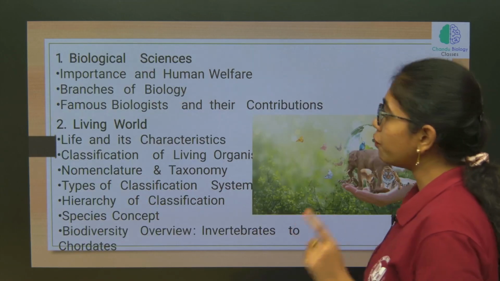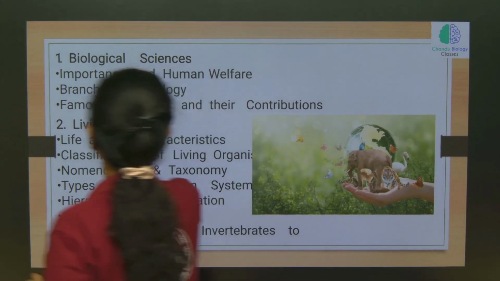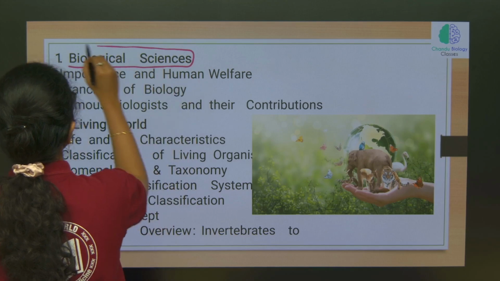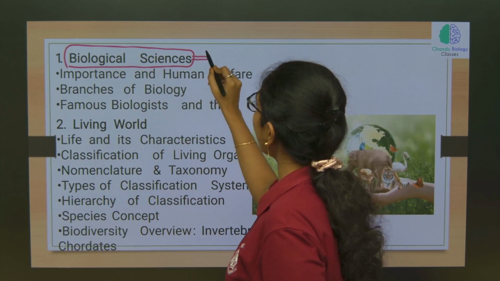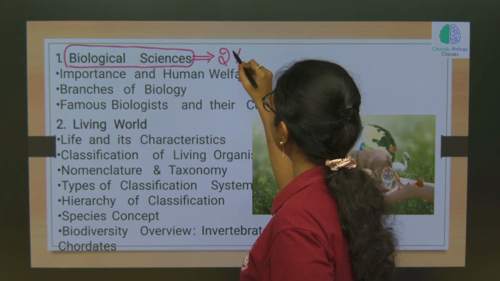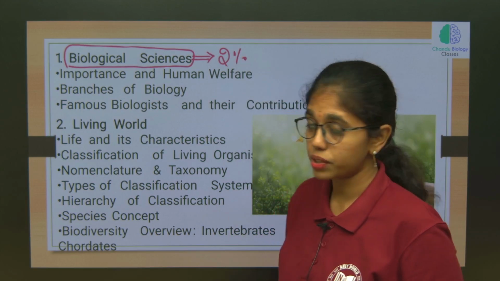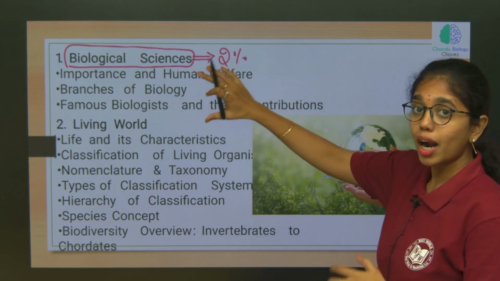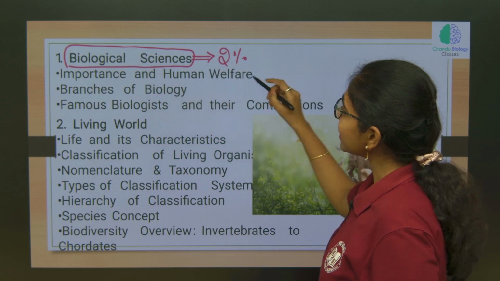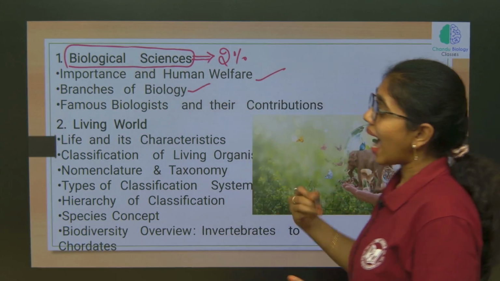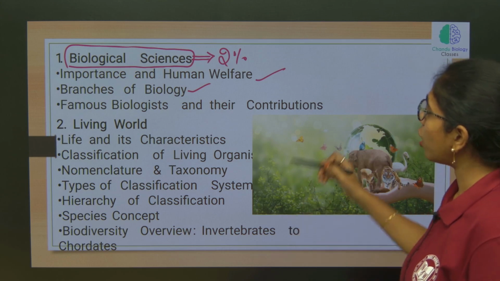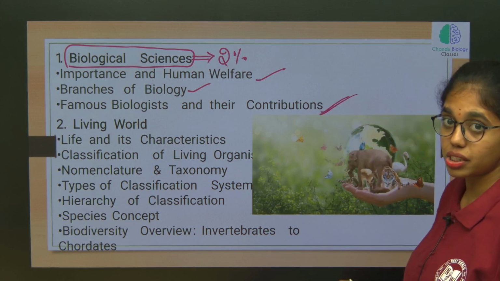Let us begin with the first chapter. The first chapter is Biological Sciences. This covers just 2% of the entire questionnaire, where the contents include importance and human welfare, different branches of biology, and famous eminent biologists and their contributions.